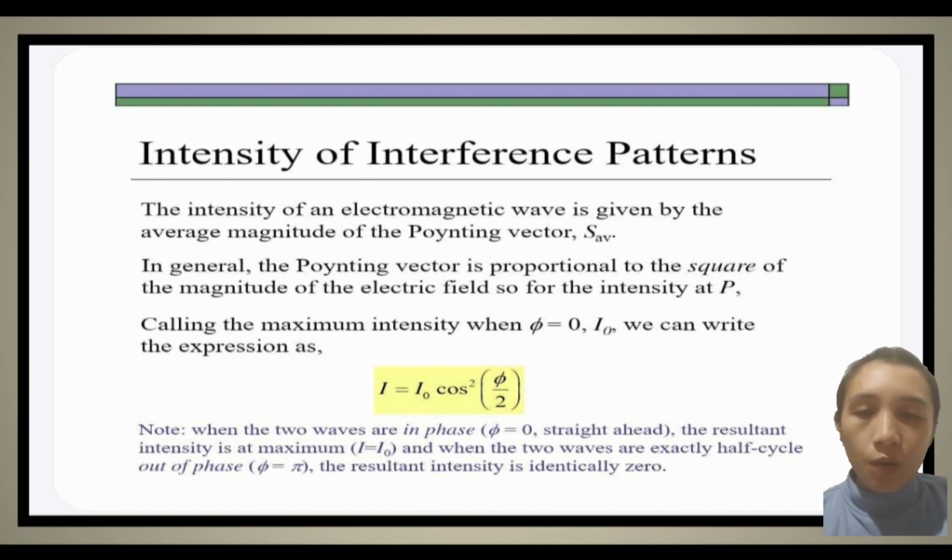Note that when the two waves are in phase, or phase difference 0, the resultant intensity is at maximum, and when the two waves are exactly half a cycle out of phase, or the phase difference is equal to pi, the resultant intensity is identically 0.